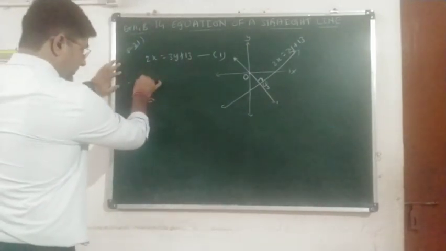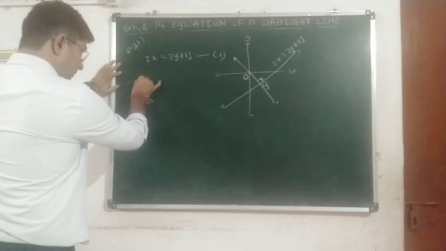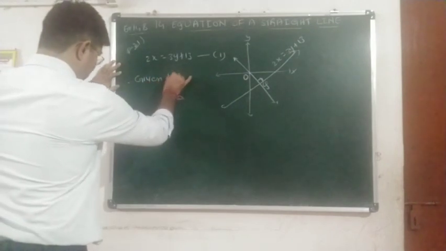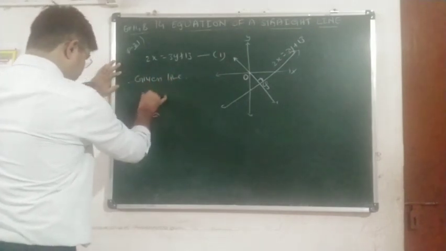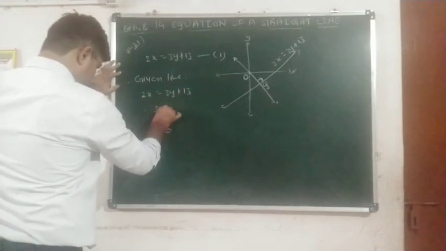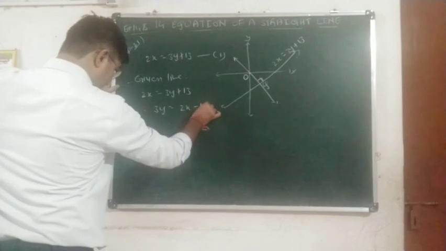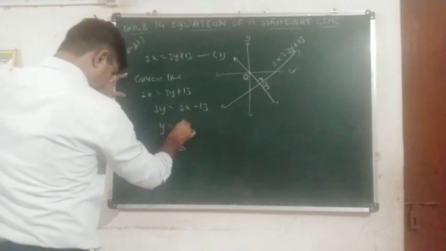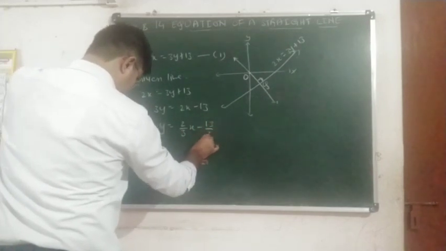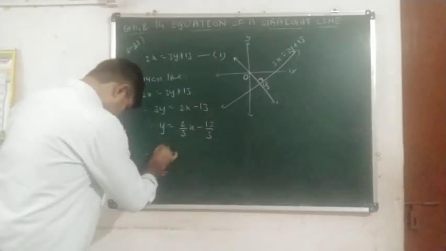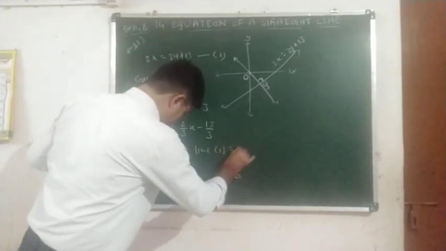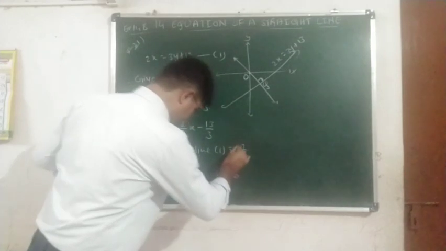Okay, 2x is equal to 3y plus 13. The given line is 2x is equal to 3y plus 13. Therefore 3y is equal to 2x minus 13. Therefore y is equal to 2 upon 3 x minus 13 upon 3. And therefore the slope of line 1, or the given line, will be 2 upon 3.